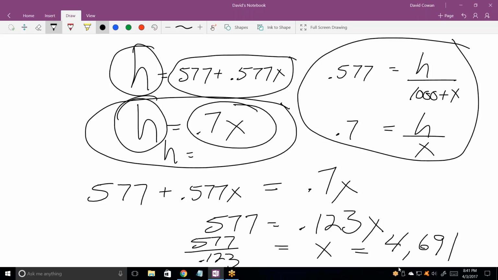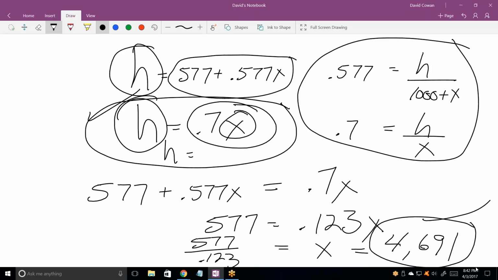Well, you would do 1035 times... No, you would do 4691 times 0.7. Remember, we solved for x. X was 4,691. Well, we have an equation that relates h to x. So multiply our x by 0.7 and you have your answer.